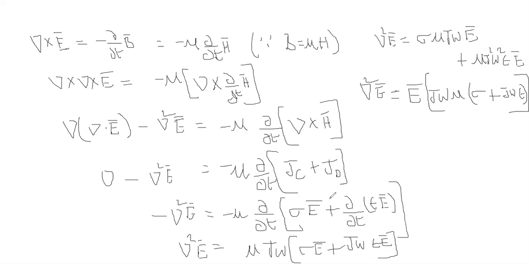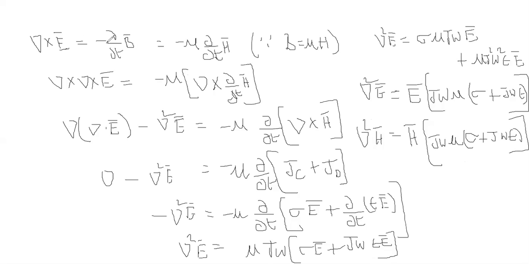And similarly for the magnetic field you'll get the same thing. Del square H bar: first of all, take del square H bar is equal to JC plus JD, simplify this function and apply Faraday's law. Finally you'll get, in terms of H bar, del square H bar is equal to H bar into the same function, j omega mu into sigma plus j omega epsilon.